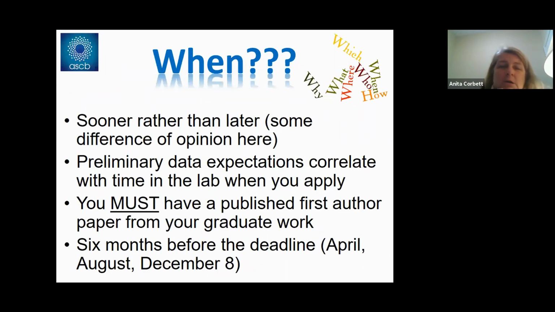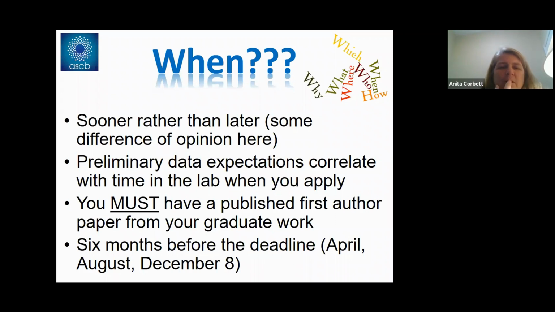So when? This is where sooner rather than later, this is certainly my opinion. There's a little bit of a difference of opinion here. Some people think that you should come in, gather some preliminary data and write a grant. I really like the idea of using this as a way to develop your approach and the project that you're going to do in the lab. If you apply early, then you can always revise the grant, which often you get the lucky opportunity to do. And at that point, you'll have a little bit more preliminary data.